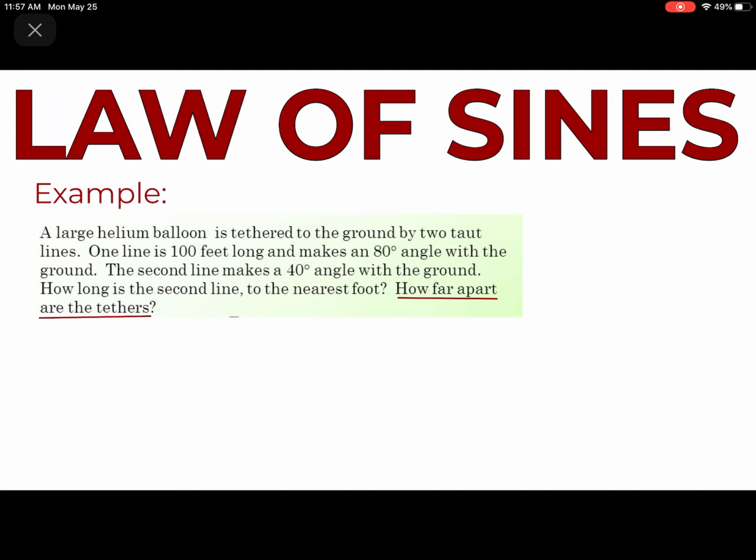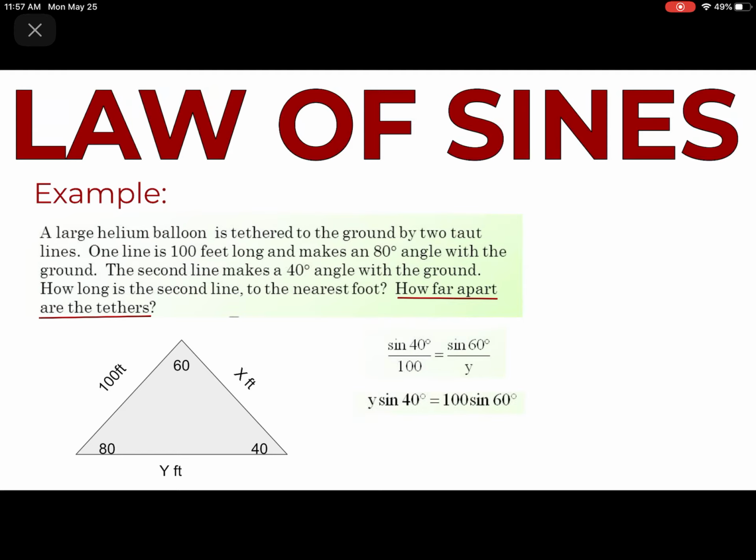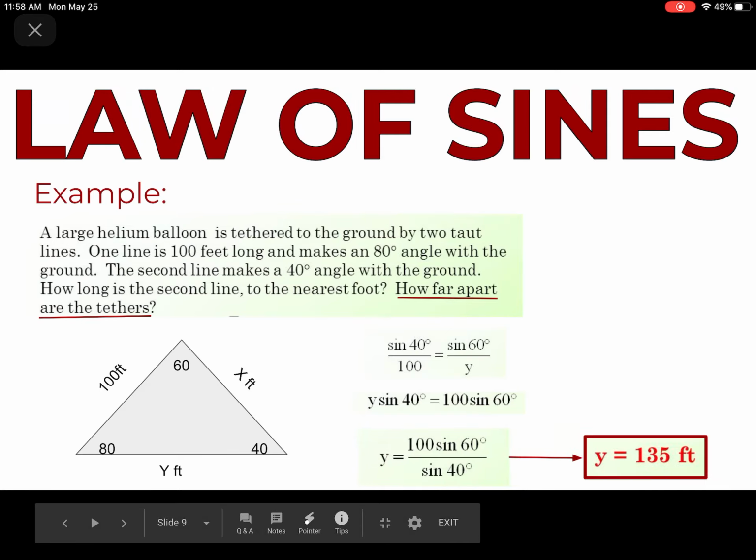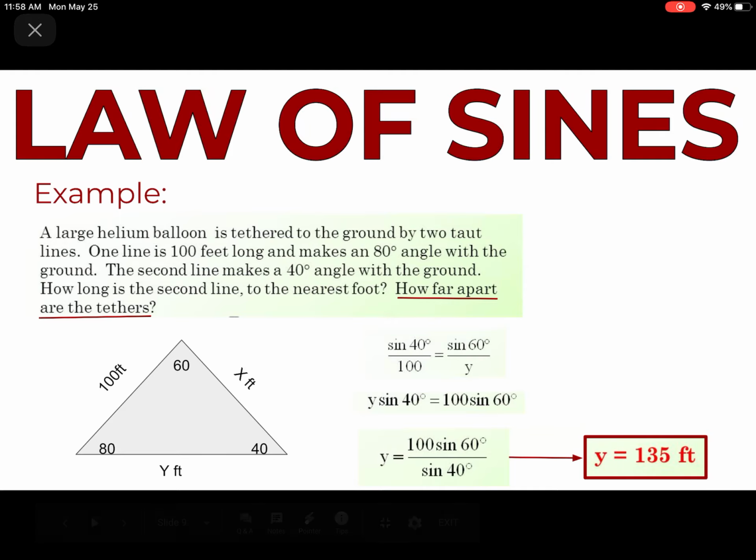Now, same problem, but how far apart are my 2 tethers? So now I have that my x equals 153, and I'm looking for y. So for this, again, I want to use sine of 40 over 100 equals sine of 60 over y. Y sine of 40 equals 100 sine of 60. So y equals 100 sine 60 over sine of 40. And my y will be about 135 feet.